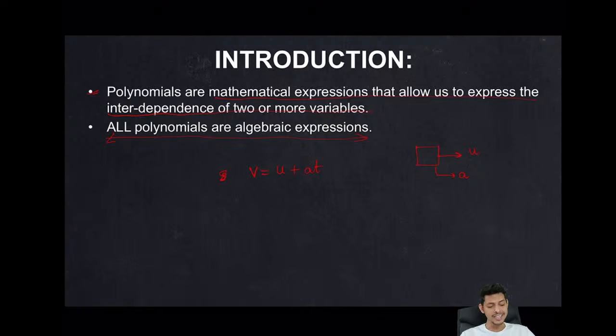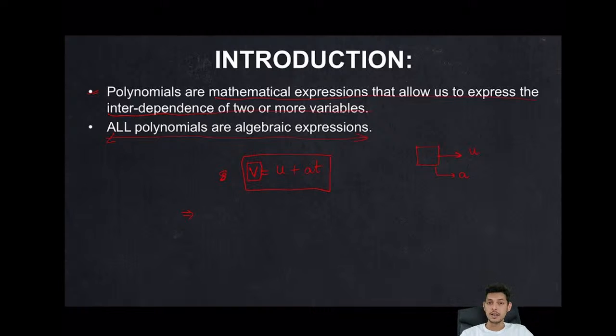As this body is in motion, the velocity of this body is going to increase. I hope everybody realizes this. The velocity at any instant of time t is given by this relation, which shouldn't be new to you: v is equal to u plus at.